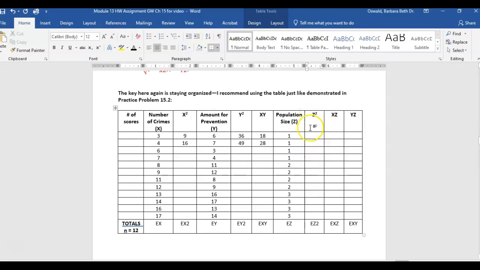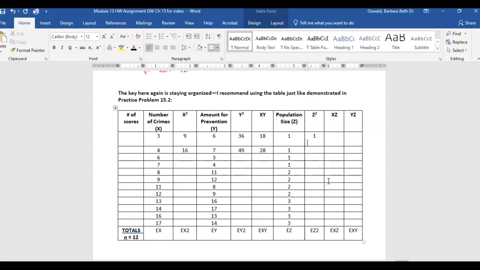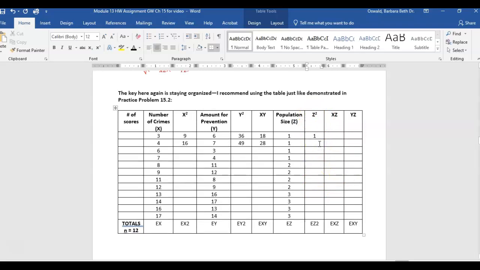Here, z squared are the z values, right? So 1 squared is 1. 1 squared is 1, and so forth. X times z, we would just carry that across. So 3 times 1 for this column. Y times z, y was 6, 6 times 1 is 6, and so forth. So you just fill in these numbers, do all your math down here so that you're getting these solutions, and then you should be able to plug in these formulas quite easily.